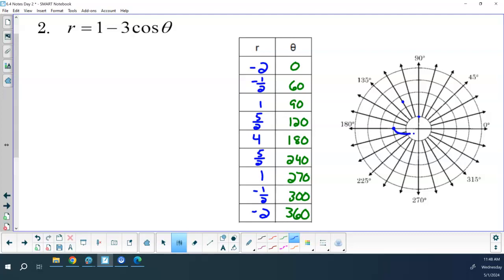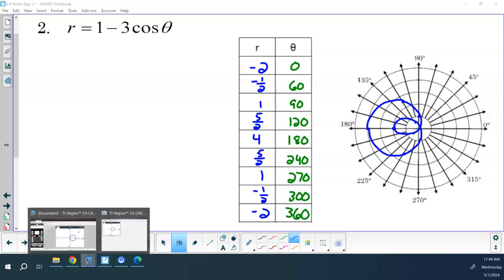2.5. I kind of like to keep the thing going with me as I'm going around, because you've got to go in order. 180, we're at 4. 1, 2, 3, 4, that's here. So that's here. 240. 300, we're at -1/2. Yes? We can verify it on the calculator.